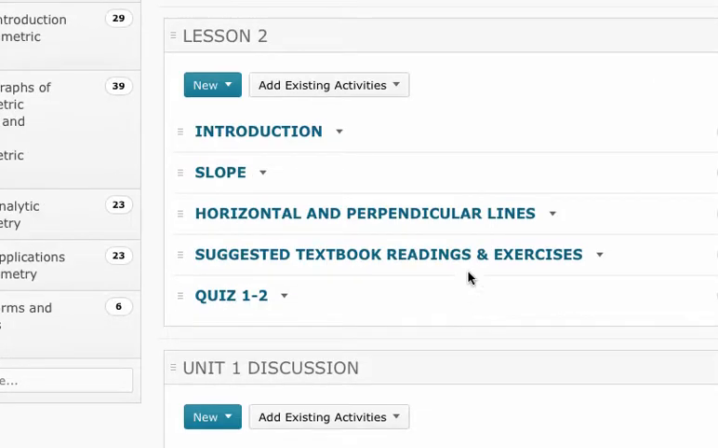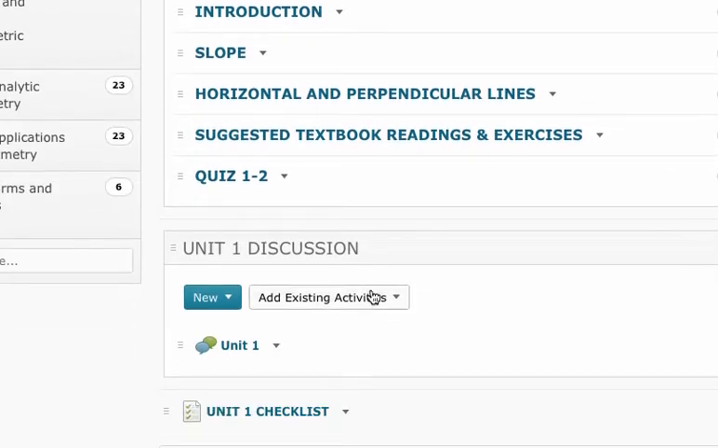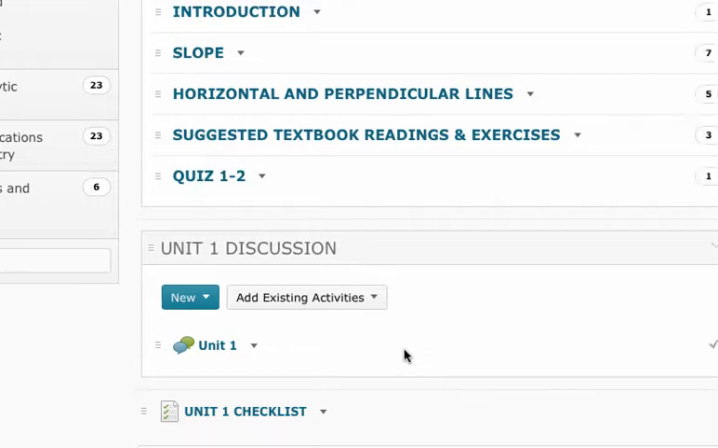Then Lesson 2, again, an introduction, more about slope, horizontal and perpendicular lines. We just talked about that briefly. And then some suggested readings in the textbook. And again, your textbook's a good resource, so don't forget that as well. You have another quiz there. Then down at the bottom, you have your Unit 1 discussion and your Unit 1 checklist. All of these items are very good things for you to know.